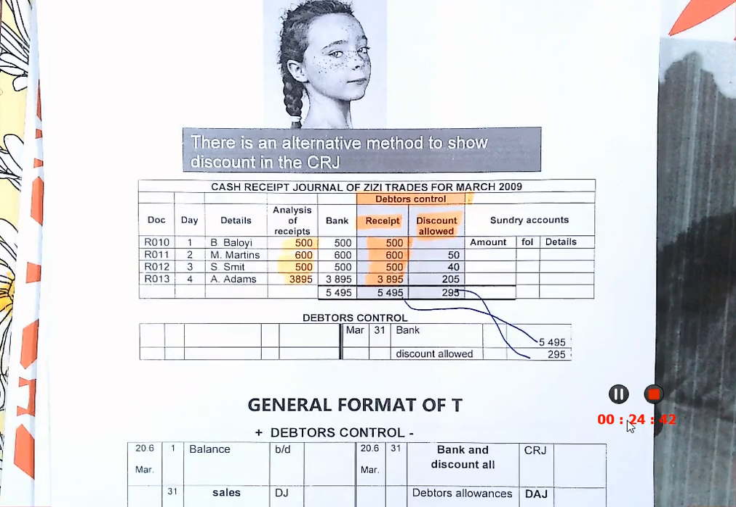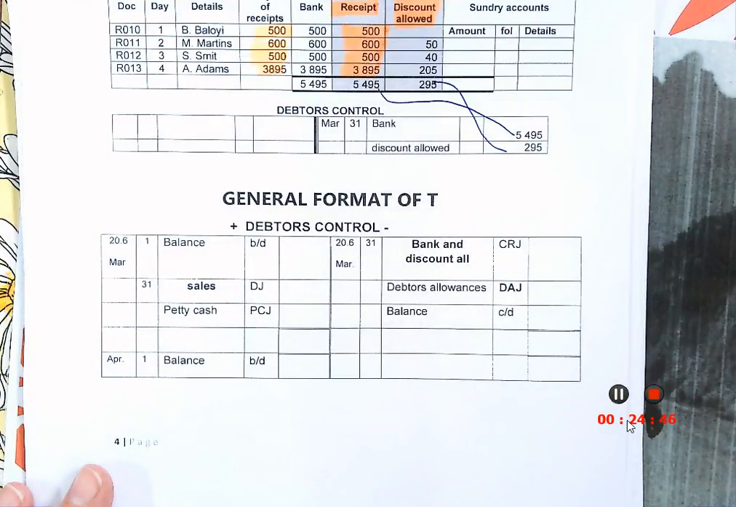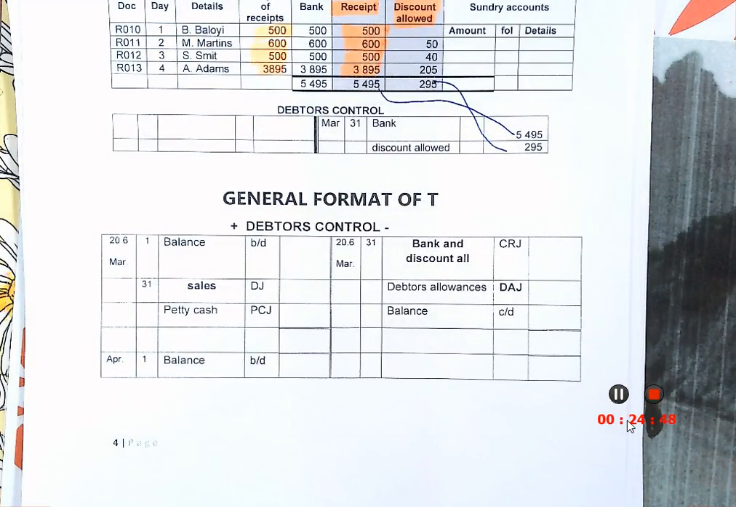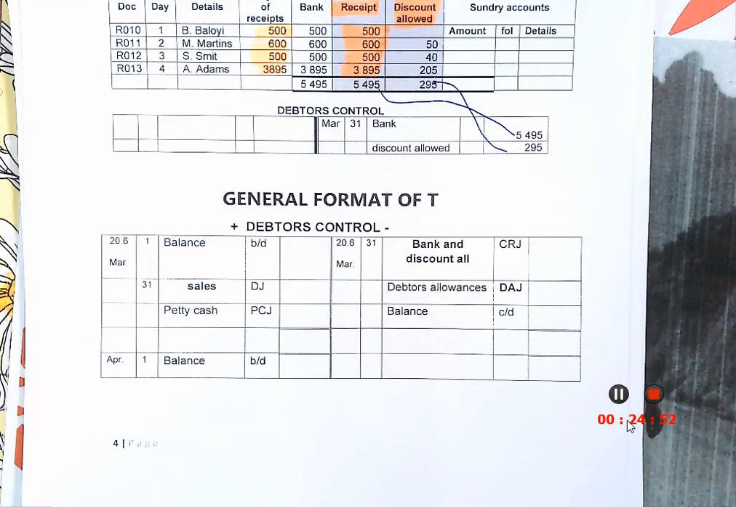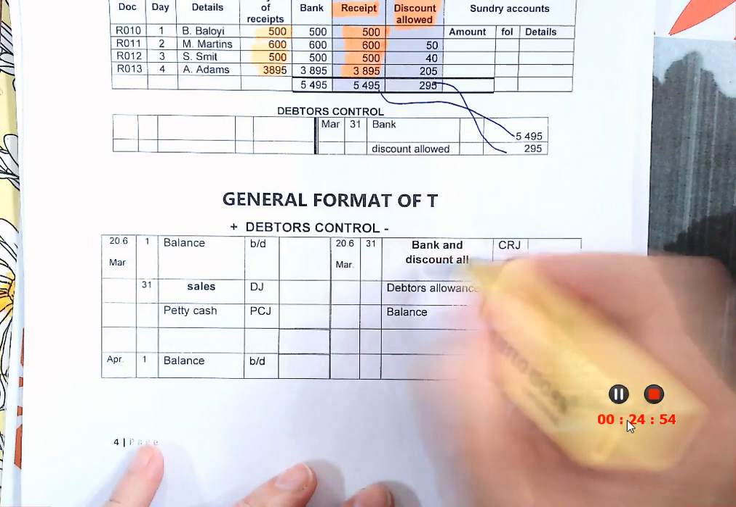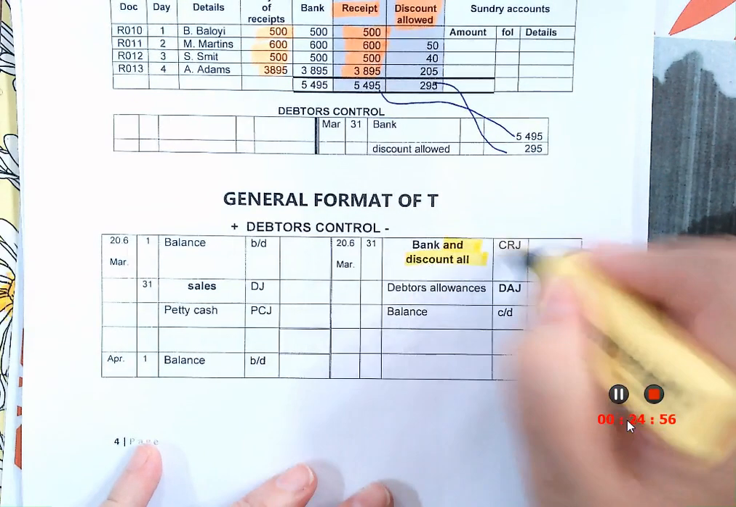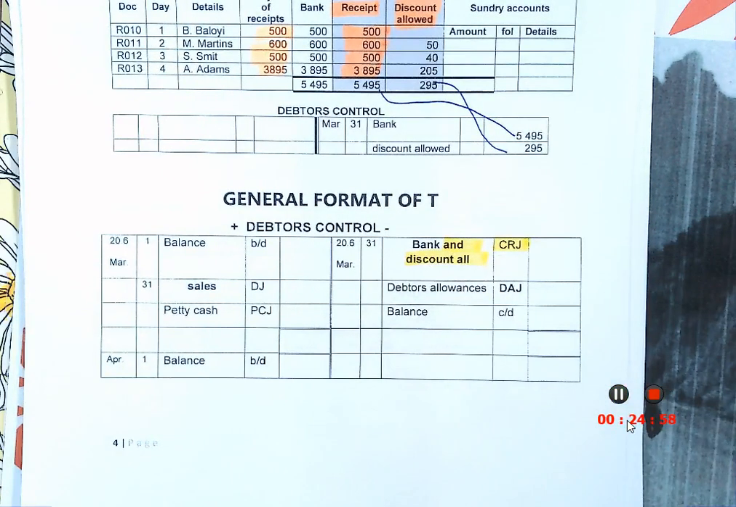Okay. So I gave you here a format for the debtors control. At this stage, you know this format. The only new part that's coming now is the discount allowed. It's the only new part. The others is still grade 9 stuff.